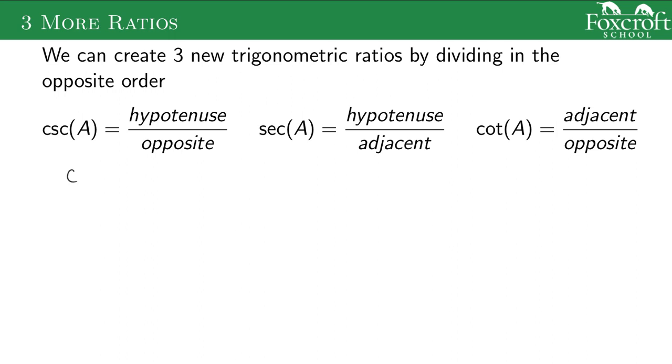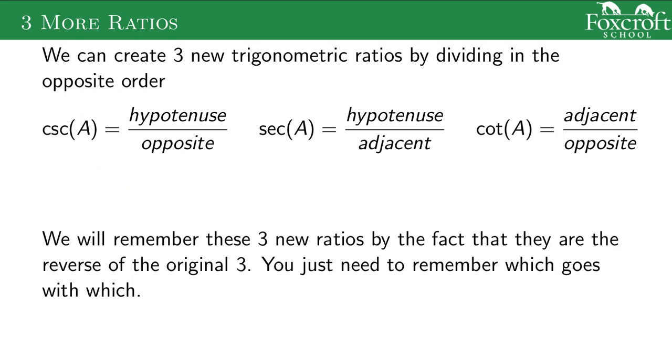So the first one is cosecant, and that is hypotenuse over opposite, so we're just dividing in the opposite order. Next one is secant, and the last one is cotangent. So these are just three new trig functions. All we're doing is just dividing in the opposite order of our original one. So we have cosecant, secant, and cotangent, and you can see their abbreviations there.